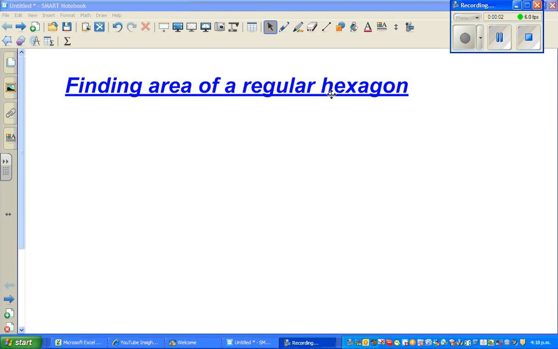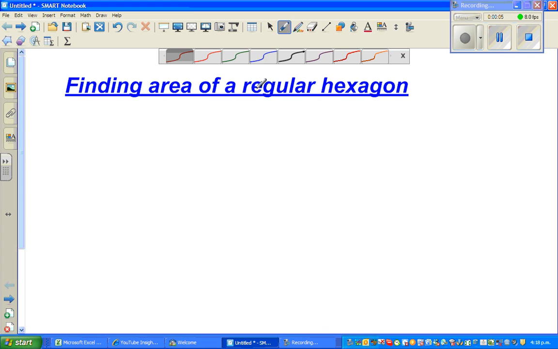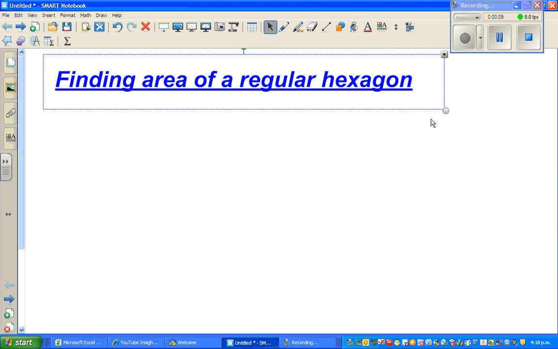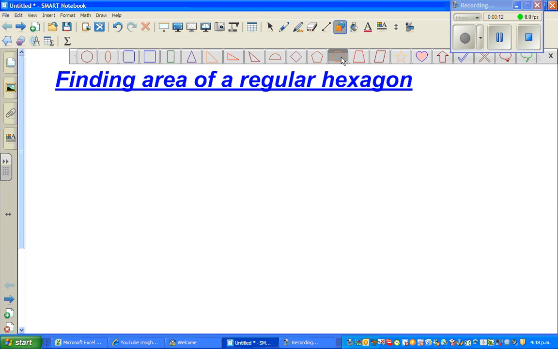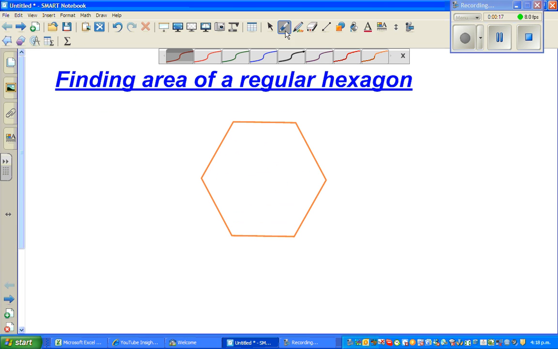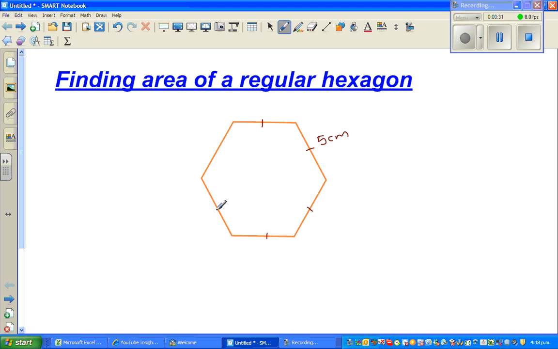The objective of this video is to find the area of a regular hexagon. Okay, so let me draw a hexagon. Say this is my hexagon. And let's say that the length, as it's regular, is 5 centimeters. So each side is 5 centimeters. So the question is, how would you find the area of this hexagon?